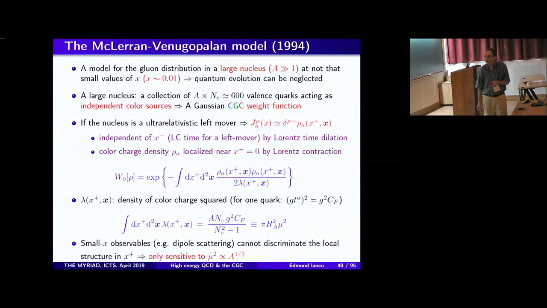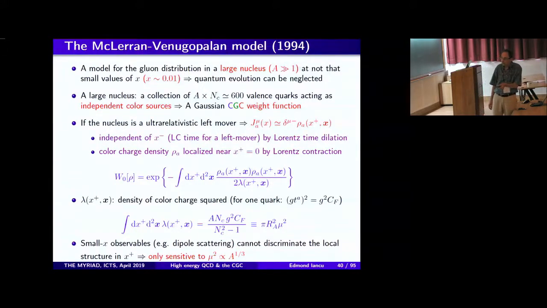So mu squared is very much like the saturation momentum of the nucleus. And in fact, in a moment, we will show that indeed the saturation momentum of the nucleus in this model is proportional to mu squared. Because saturation momentum, I remember, is also the density of gluons, or more precisely, the color charge squared of the gluons per unit transverse area, which is what mu squared is.